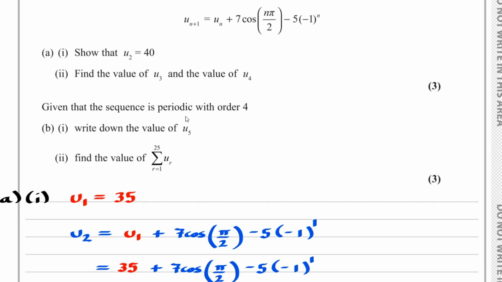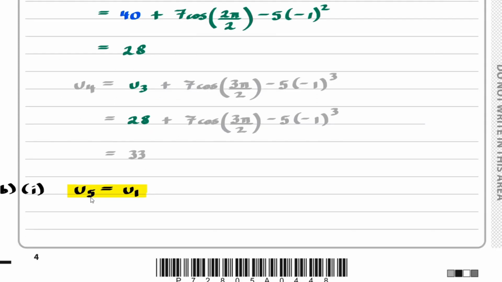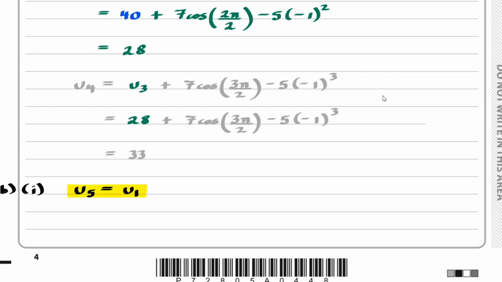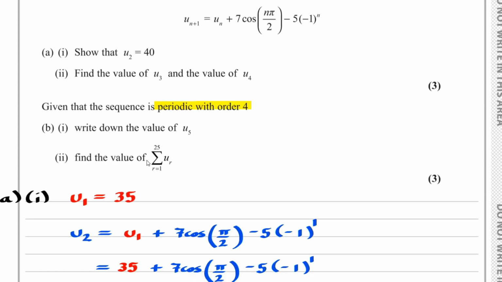Given that the sequence is periodic with order 4, for the first part of part B we have to write down the value of u5. If we know that the sequence is periodic with order 4, that means u5 is equal to u1. And we know u1 is 35, which means u5 is equal to 35. For the second part of part B, we have to find the value of the sum from r equals 1 to r equals 25 of u r.